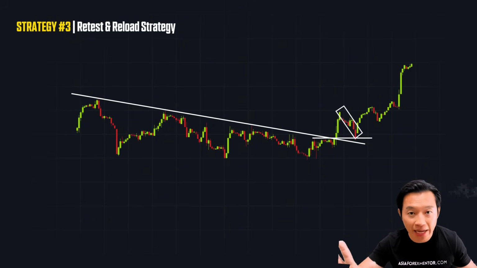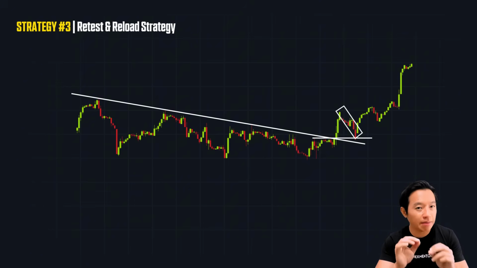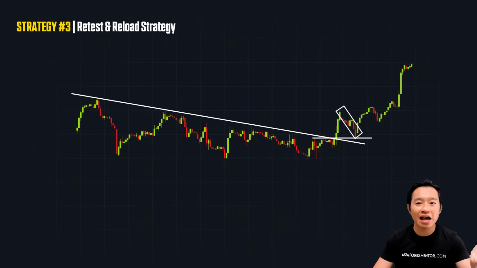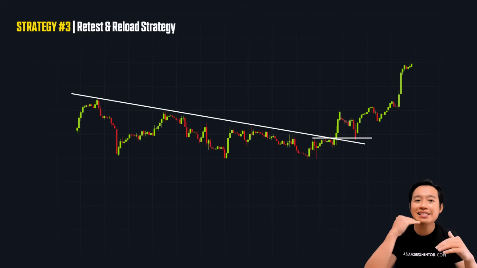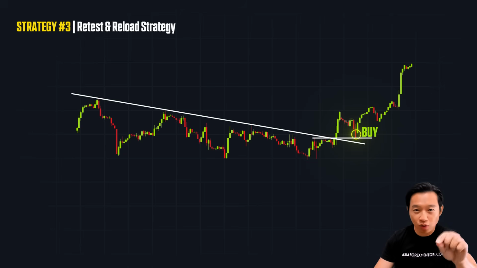Okay, it's 100%. Most of the time, it's going to be that way. And this is how the market works. There's no such thing as 100%. You're still going to see real momentum shoot off after a valid breakout. The market usually retraces to test the level that you have just broken. That is your reload zone. That's where we wait for the confirmation, and then we enter with precision. So this is what we call the retest and reload strategy.